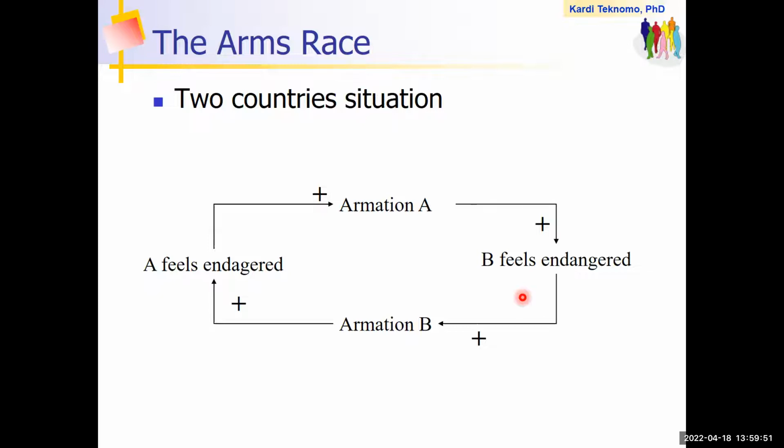So this is a positive feedback loop. So the positive value here means if A increases, then the armament also increases. If the multiplication of these signs here is positive, then this is a positive feedback loop. If negative, then this is a negative feedback loop. So what is the meaning of a positive feedback loop? A positive feedback loop means unstable. A negative feedback loop means stable. So this is an unstable situation.